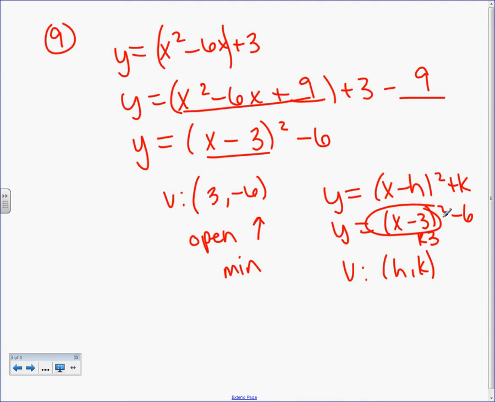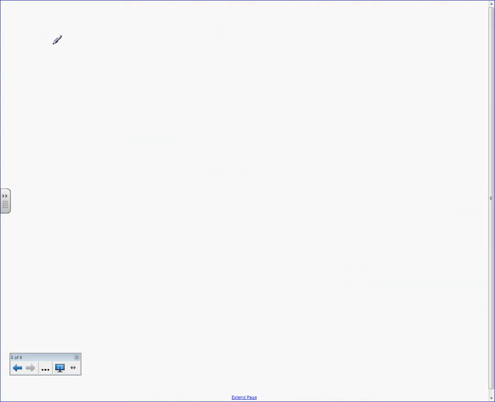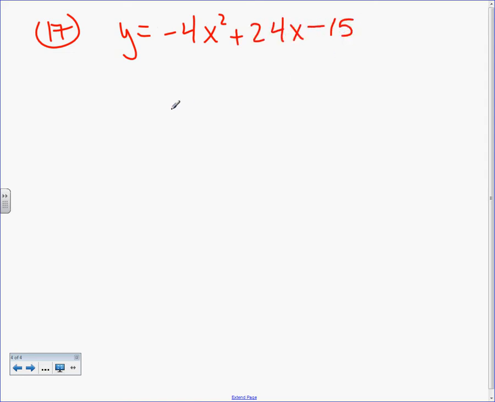Okay? All right, let's try the next one. Number 17. Y equals negative 4x squared plus 24x minus 15. Okay. What do I do first? What? Oh, yeah, it is. Sorry. Thanks.